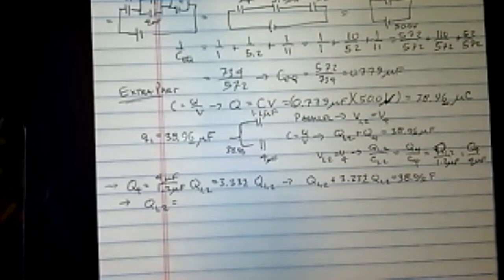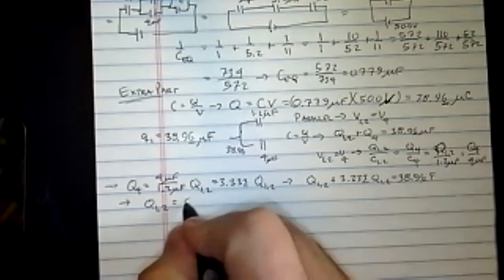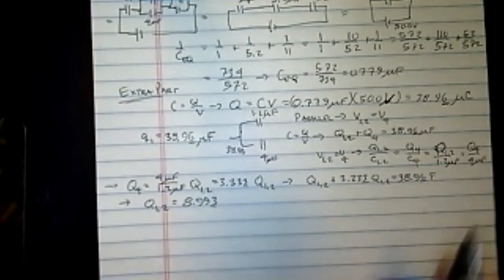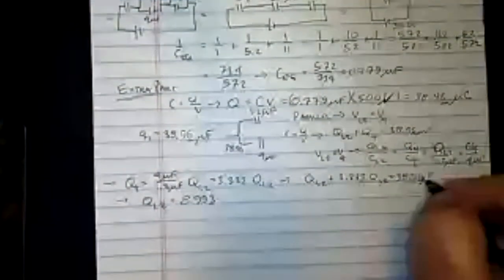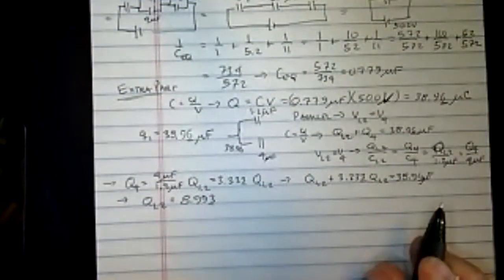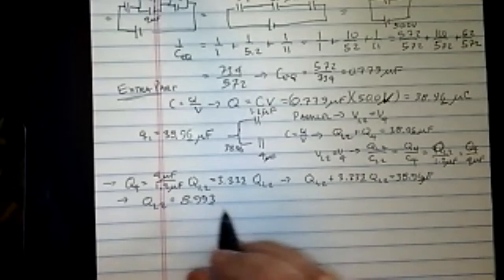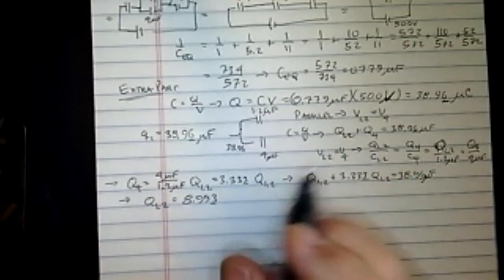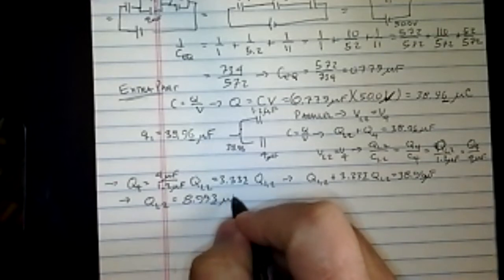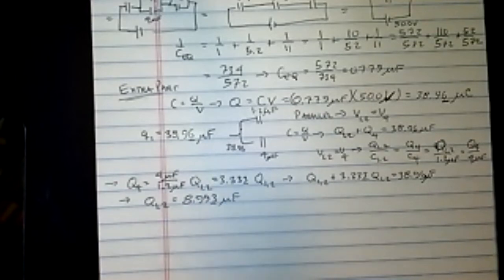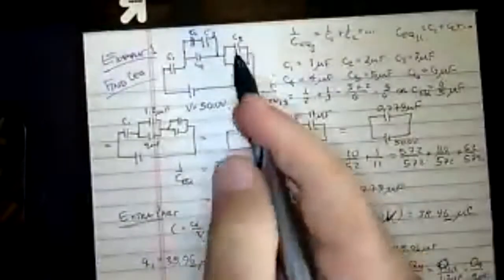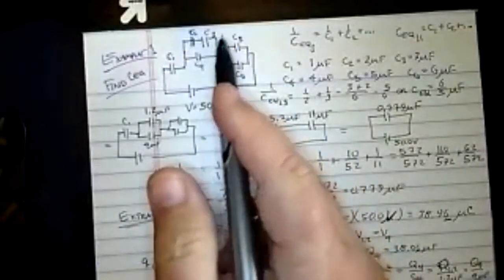And that gives me 8.993. Okay, and notice that was microfarads. I don't know why I wrote farads there, but that was microfarads. So when I divide it by just a pure number, 4.333, I get microfarads again. So now we have the charge on the 1.2 leg. Notice that was a combination of the two.